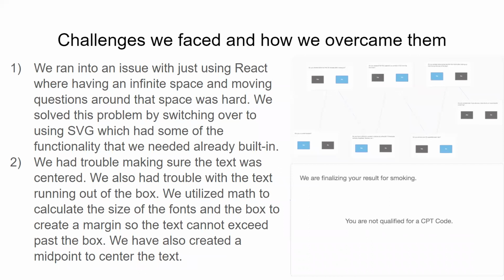So challenges we faced during the building of this application were that React itself didn't allow for what we wanted, and so we had to move over to SVG that allowed us to use an infinite space and have boxes move well. Another problem that we faced was centering text because of the use of SVG. We didn't have a simple function for text path to allow us.